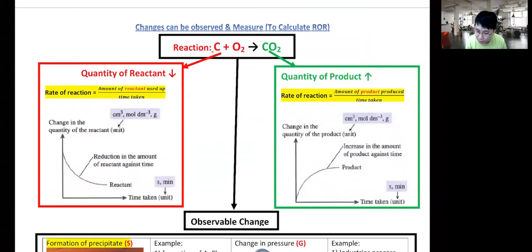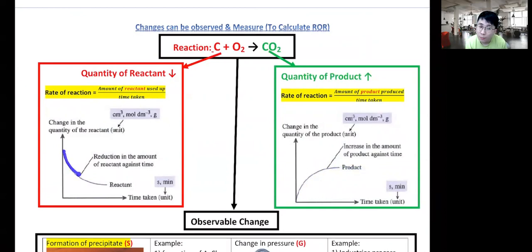So that's why you see in the curve here that your curve is getting less curved and less steep, right? Because eventually your reaction will stop and you will stop producing product. That's why your graph eventually becomes a straight line. Okay, now the same thing goes for this part here.